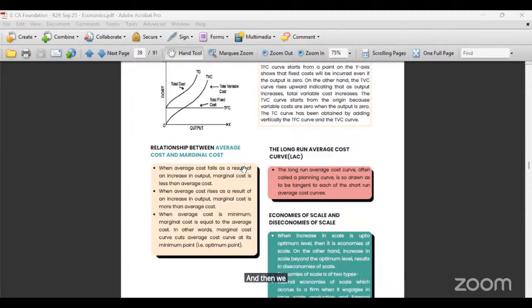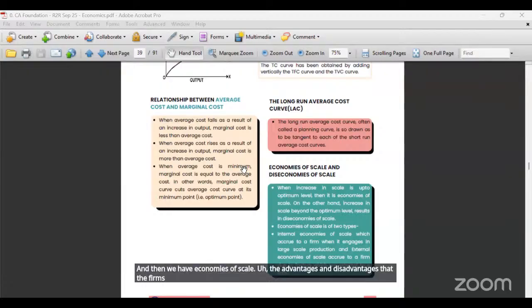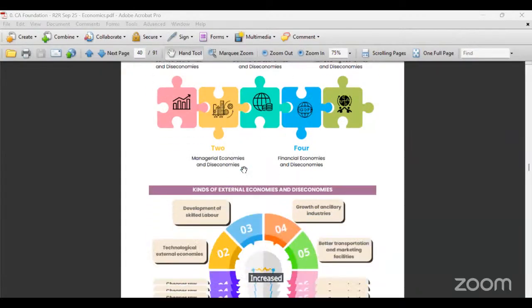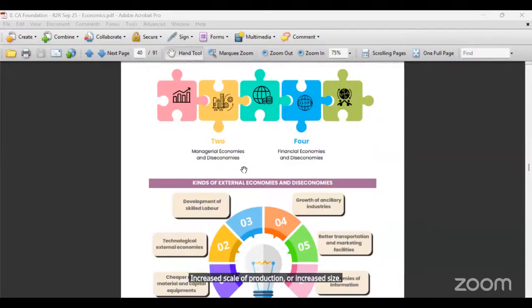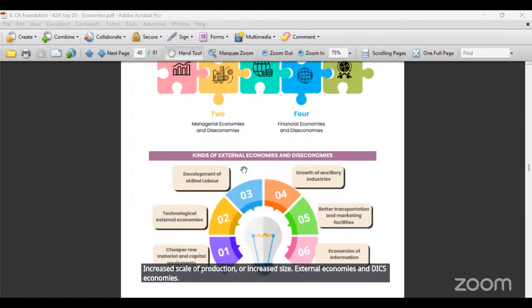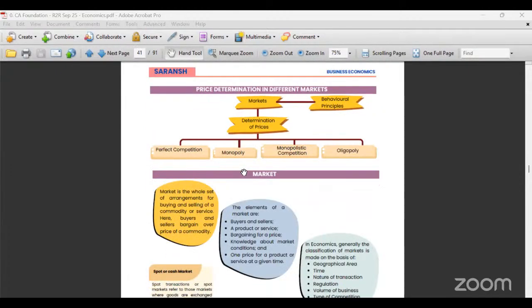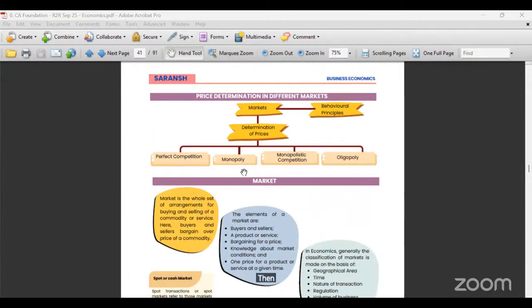And then we have economies of scale, the advantages and disadvantages that the firms will enjoy because of the increased scale of production or increased size. External economies and diseconomies. Then comes a very important chapter, that is market. 15% will come from this.